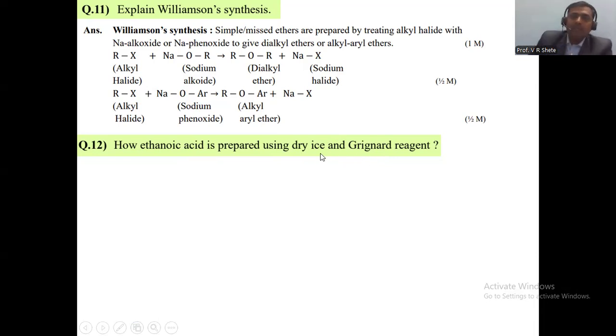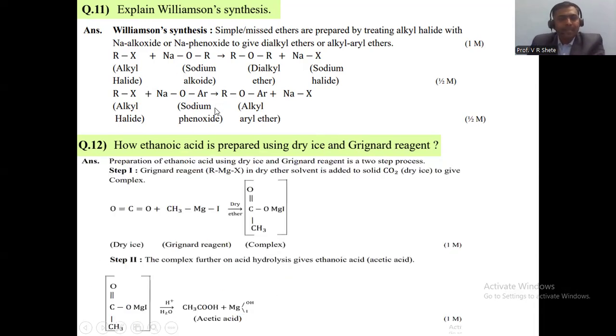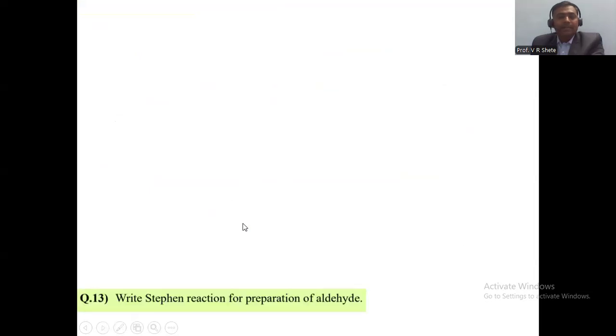Next, how is ethanoic acid prepared by using dry ice? This is an application of Grignard reagent from aldehydes, ketones and carboxylic acids, and the above question is from alcohol, phenol, ether along with alkyl halide. You can relate this question to two topics. In the first step, methyl magnesium iodide: the methyl carries a negative charge, which attacks the carbonyl carbon, and you will get the Grignard complex. On hydrolysis, this Grignard complex gives acetic acid as the product. So this is an application of Grignard reagent.